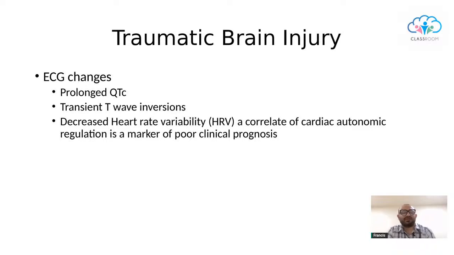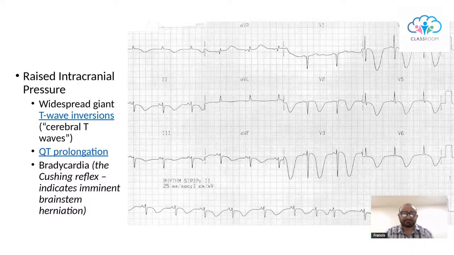ECG changes in descending order include prolonged QT and transient T wave inversions. Decreased heart rate variability is a correlate of cardiac autonomic regulation and is a marker of poor clinical prognosis.